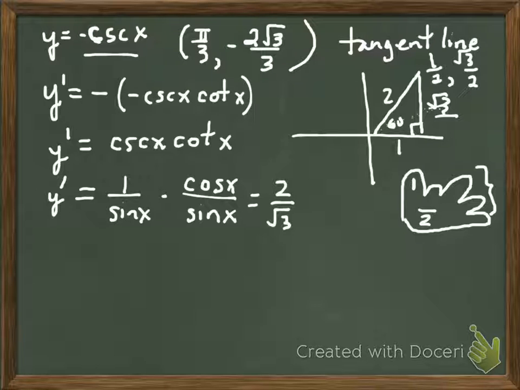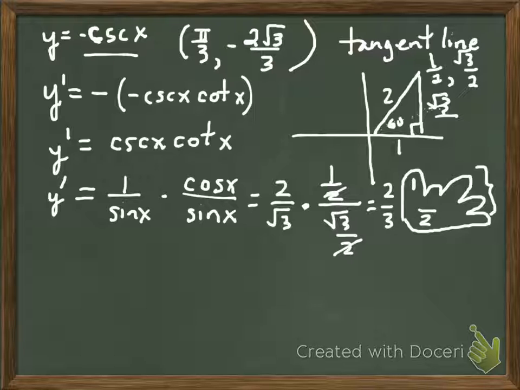And then we have the cosine over the sine. The sine is radical 3 over 2. And if you multiply by the reciprocal, the halves cancel out. So we really end up with 2 over 3.